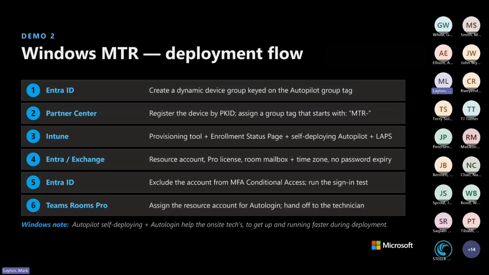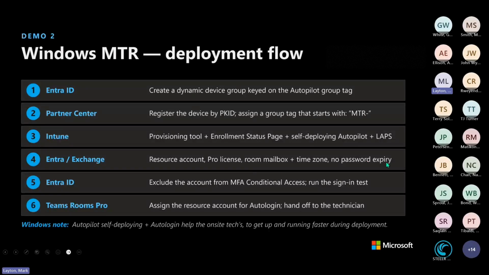Windows-based devices. You will use the same thing. You're going to have to create a dynamic group. In this case, we're going to register the device using the PKID, and we're going to use Partner Center for that. Intune has some other things you're going to do, like a provisioning tool, an enrollment status page, and autopilot. You'll do the same. It's almost the exact same for the resource account. Assign it the Pro license and maybe some PowerShell to do time zone and password expiry.